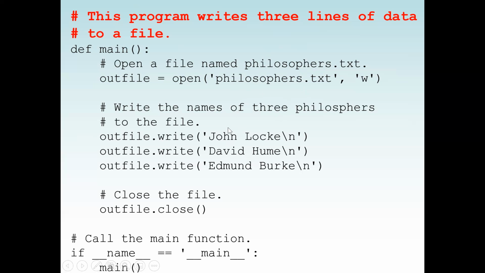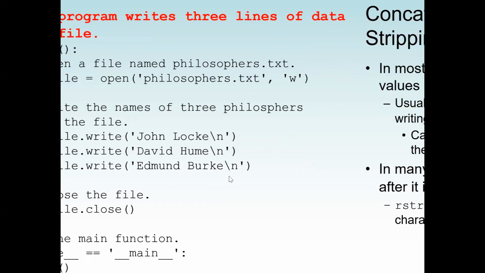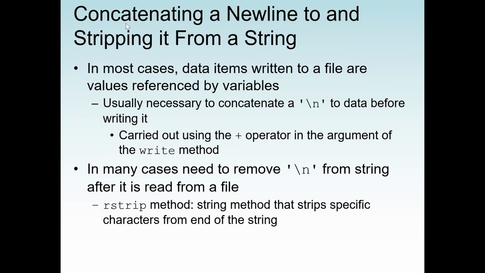It's going to be deleted. So we have 3 items. So next is how do we concatenate a new line to and strip it from a string. Either we can join a new line to a string or we can strip it.